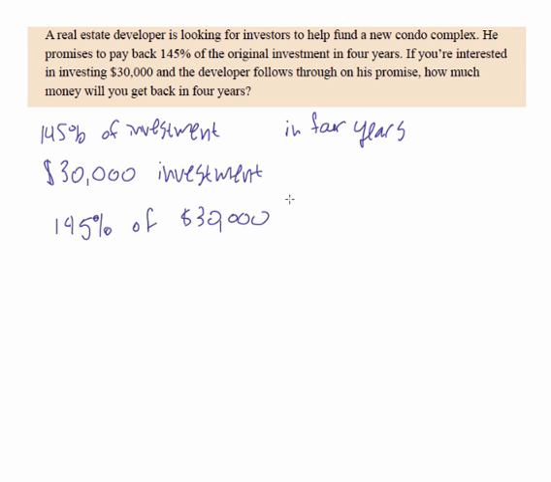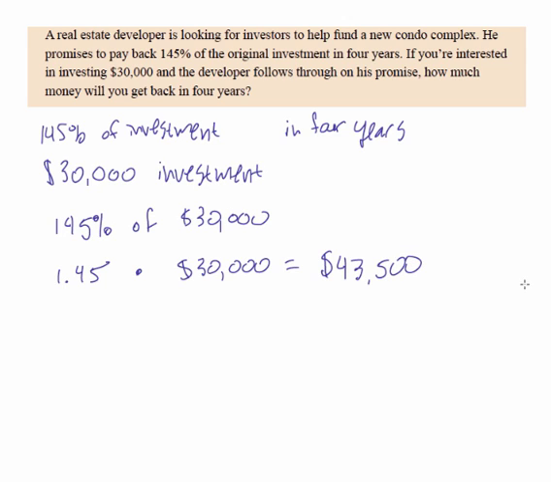145% of $30,000? First, I turn my percentage into a decimal by moving the decimal point 2 places to the left, giving me 1.45. As usual, the "of" becomes a times. My investment is $30,000, so I need to perform the multiplication. 1.45 times $30,000. Pull out my trusty calculator, I push some buttons, and I find that the answer works out to be $43,500.